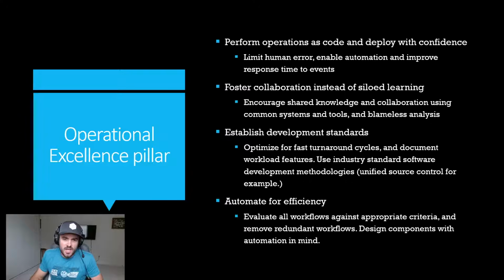It just helps everyone work better together, and it helps build a better product when everyone knows what's going on. Establish development standards. So, what is your turnaround cycle? Do you do sprints, or do you have predefined windows on when you want to get predefined things done? Be sure to document so when people quit, it's inevitable, you'll know how to pick up the slack and train new people. And then look to those that came before you. Use industry standard development methodologies like unified source control, for example, that everybody can lean on. And then again, automate for efficiency. So wherever you can, try to throw in automation. It just makes everything easier.